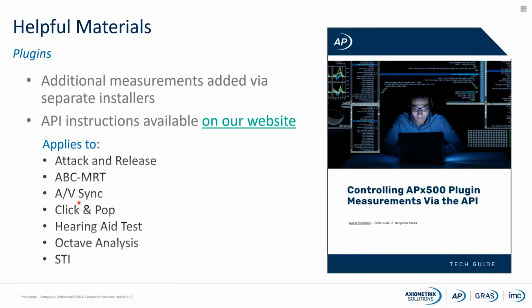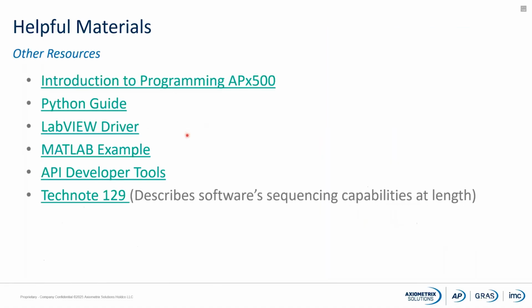If you're using plugin measurements, you can control plugins from the API. We didn't have quite enough time to cover that here today, but there is a complete instruction set available on our website at this link. And then I've included a number of links to other helpful materials as well. And I'll point out that if you are going to use Python, make sure that you read this guide first, because there are a couple steps that you need to do to make the Python environment work with our .NET-based API.